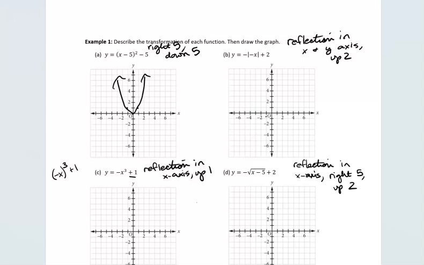But it's moving to the right 5 and down 5. So I'm going to move this vertex to the right 1, 2, 3, 4, 5, and then down 1, 2, 3, 4, 5. And that's where my vertex is now. It's not reflected, so it's not flipped anywhere. That's my new graph, the green graph. That's the new one. For an absolute value function in part B, that's what we have.